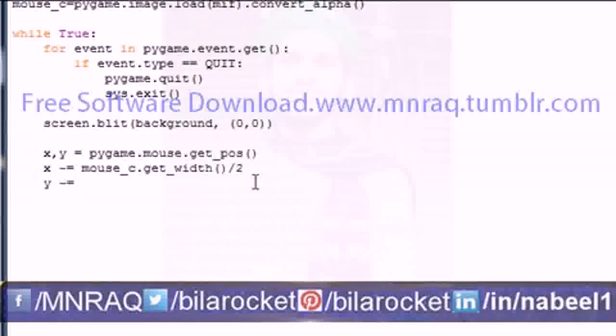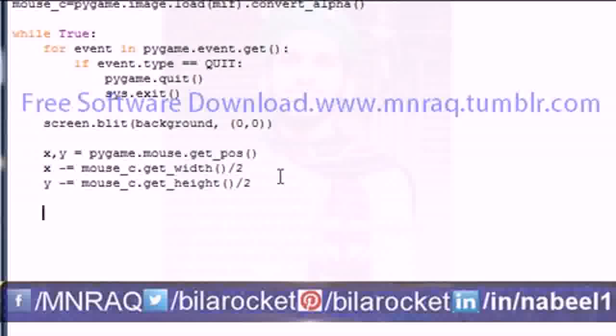But for now, Y minus equals mouse_C dot get_height this time. Get_height, empty parameters, divide by 2. Make sure I don't have any typos or anything.